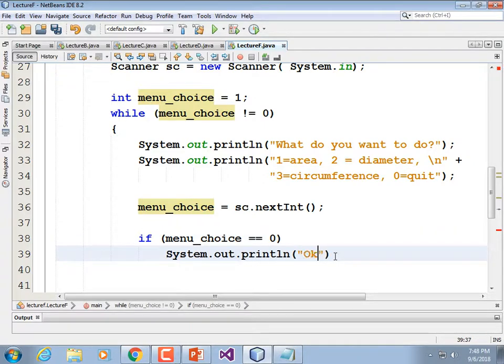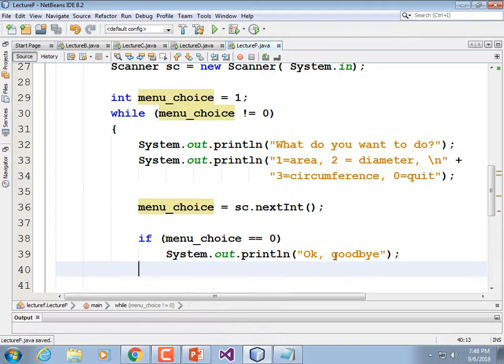System.out.println, okay, goodbye. Now, I was a bad programmer and I didn't put braces around it, but if it's only one line of code, you can get away without using braces. Why did I do that? Just because it saves me 2 lines of code on the screen. I'd recommend y'all put braces everywhere.